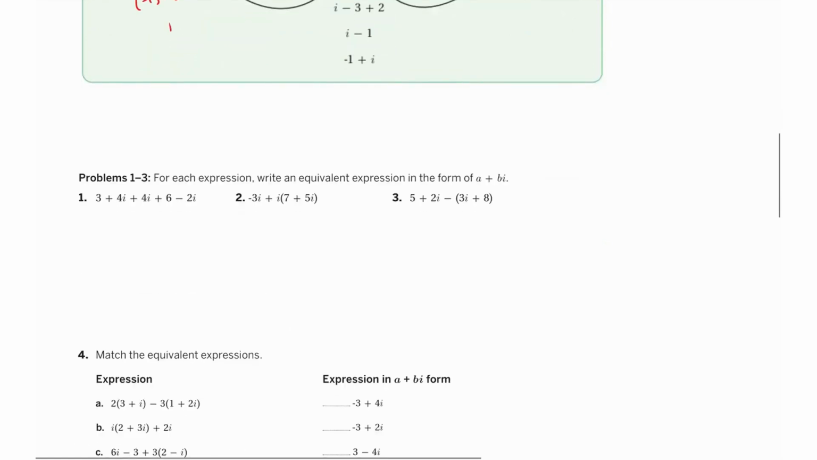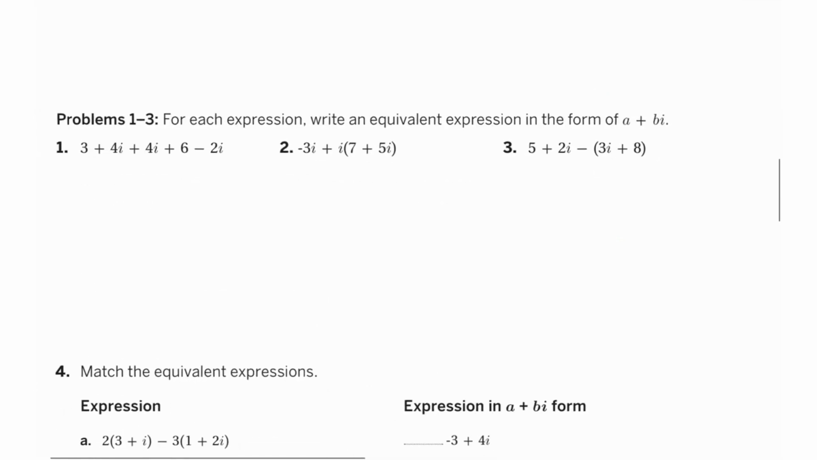All right, for each expression, write an equivalent expression in the format of a plus bi. In this one here, we're really just combining like terms. 4i plus 4i is 8i, minus 2i is 6i, and then 3 plus 6 is 9. So my final answer after combining like terms is just 9 plus 6i.